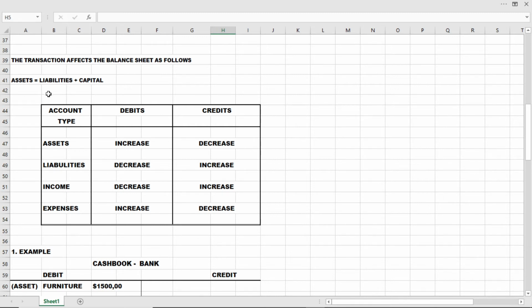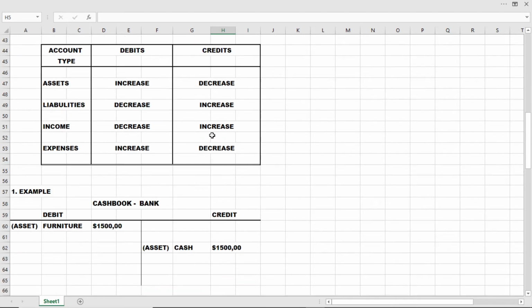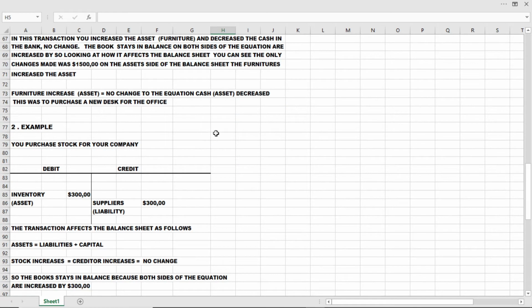Remember this formula at all times, and this chart. It helps you, and then you'll understand everything in accountancy. All right, so what's our next example?